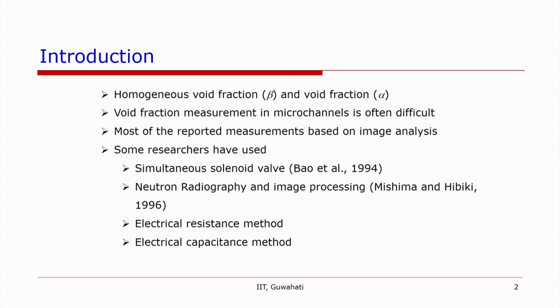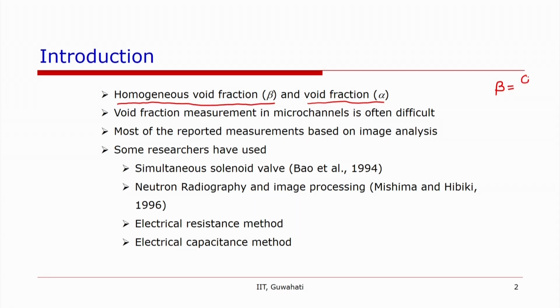So, void fraction, there are two different void fractions that we are talking about here. One is alpha and the other is beta. As you see here, beta is the homogeneous void fraction and alpha is the void fraction. Beta, if we know the flow rates of the two phases, then we will know beta, because beta is defined as Q gas over Q gas plus Q liquid.